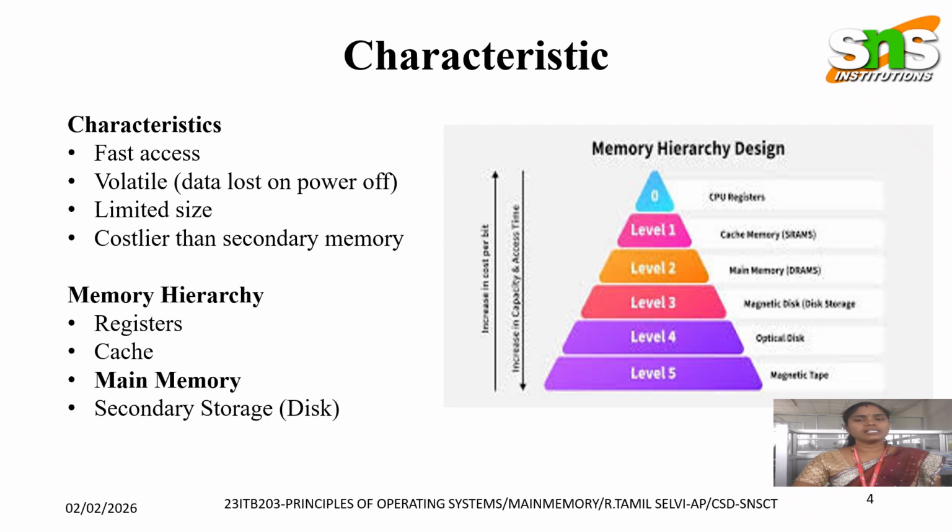So what are the characteristics of memory? Fast access, and if you power off the system, data will be lost, and you have limited size, and it is costlier than secondary memory. So we have a hierarchy design that consists of register, cache memory, main memory and secondary memory.